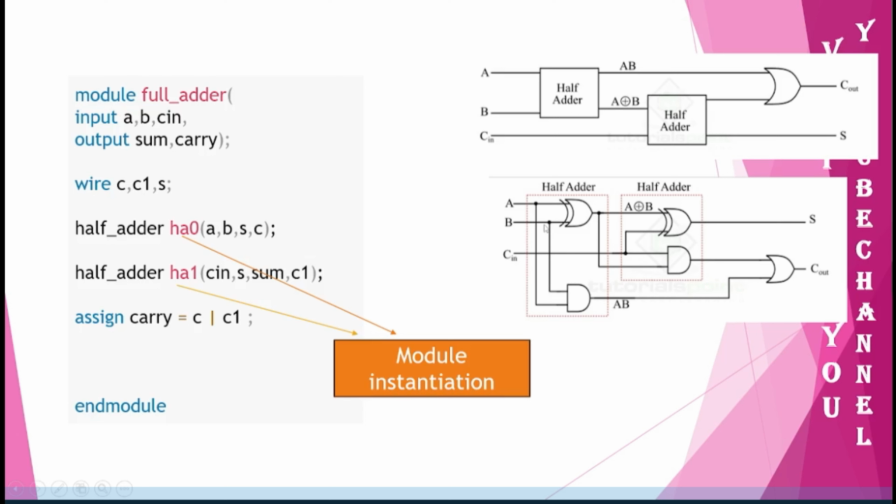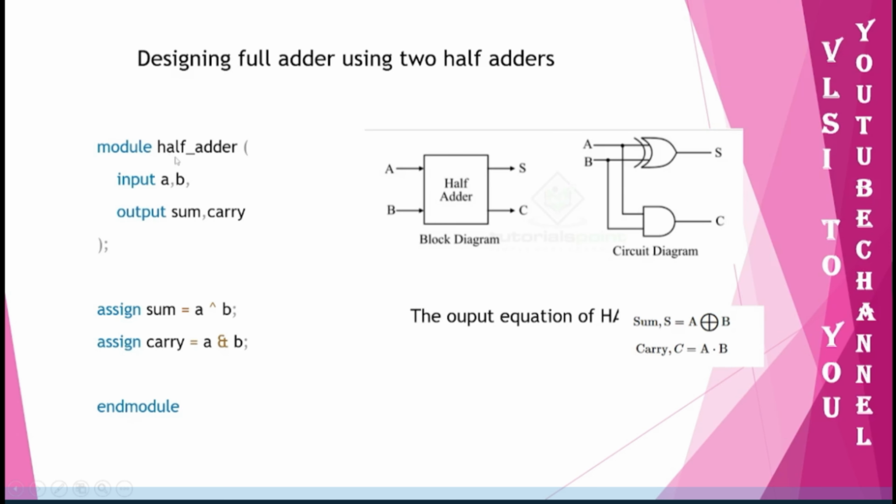Here any internal connections you should mention as wire. Basically, connection means you will give it as a wire, right? So any internal connections are given as wire here. Wire c1 and s are internal connections within this, right? And then if you see here, this is my half adder. So I am doing the instantiation here.